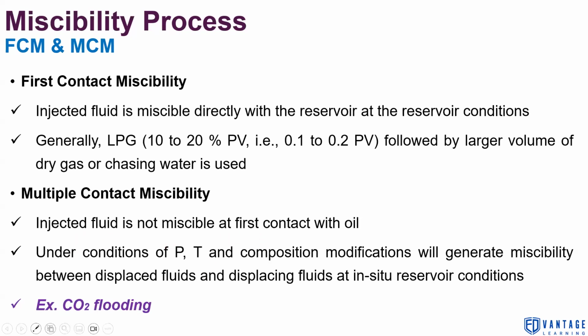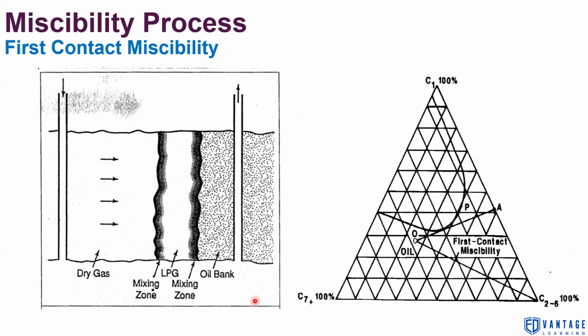and oil. So CO2 is that kind of fluid because the physical nature or behavior of CO2 and oil is different. CO2 is having a molecular weight of 44, but several oils are multi-component mixtures, so they have different compositions of different phases. So we need to always understand what is the composition of oil and what is the minimum pressure with which I need to inject at the bottom hole. So under conditions of pressure, temperature, and composition, modifications will generate miscibility between displaced fluids and displacing fluids at in situ reservoir conditions.